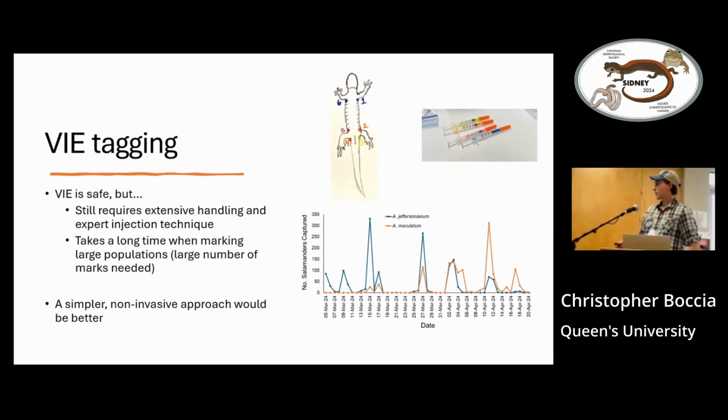There's a lot of papers and studies that have managed to do this really well and used it for individual identification. But there are some downsides: it still requires a lot of handling and pretty expert injection technique. It also takes quite a long time when you're marking a big population because you have to do multiple marks of multiple colors, as you can see up there with that salamander. So overall, it would be better if we had a simpler, non-invasive approach, with limited handling time. That's especially true as this is an explosive breeding species. In the spring, sometimes we might get 300 individuals in a night. That's a lot to have to do with VIE tagging.